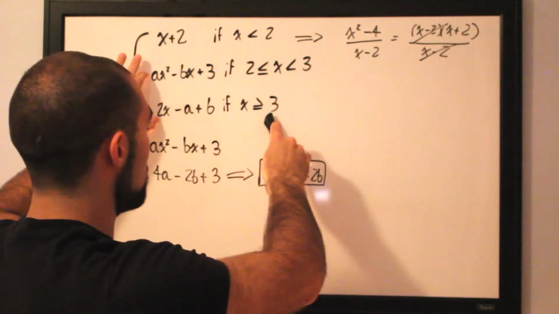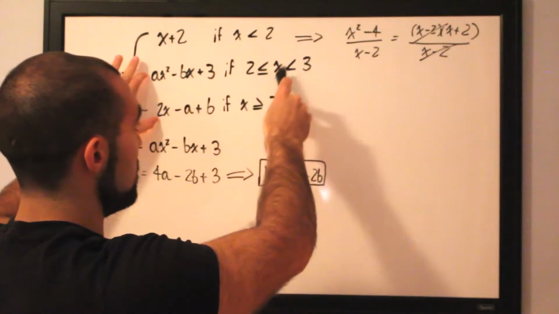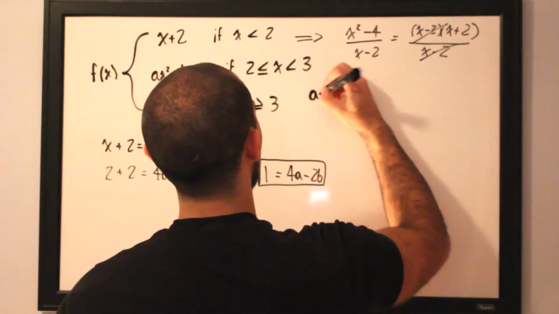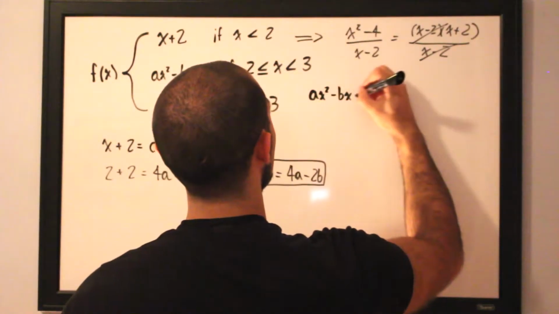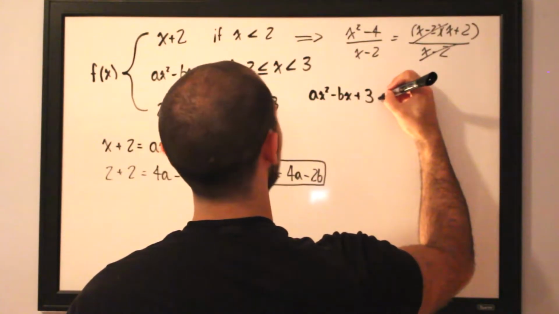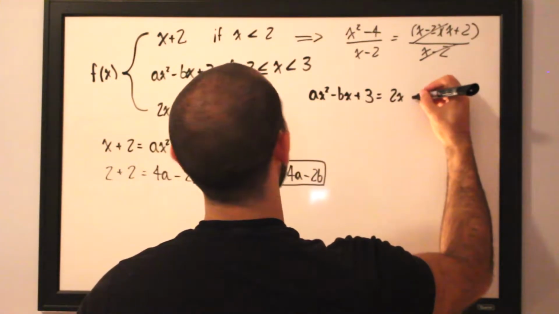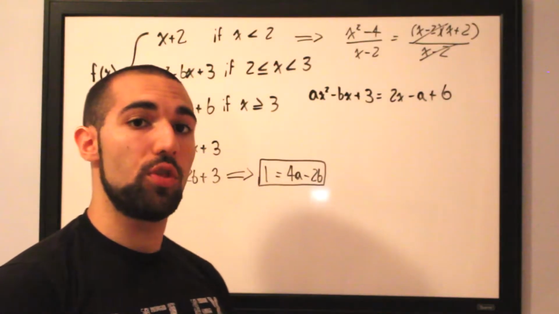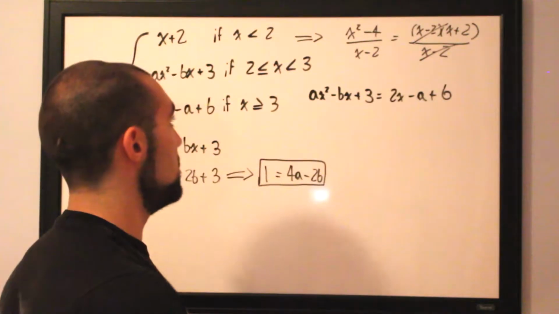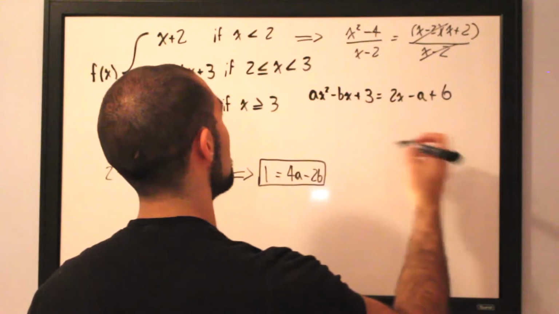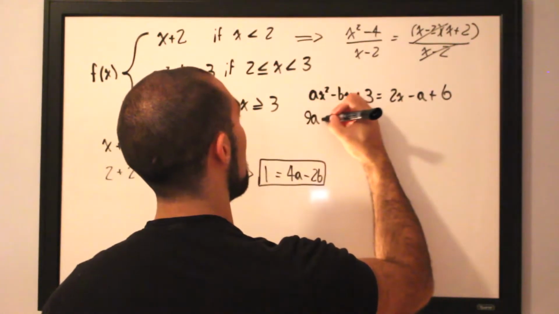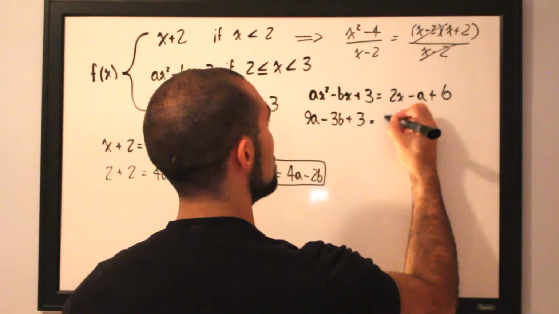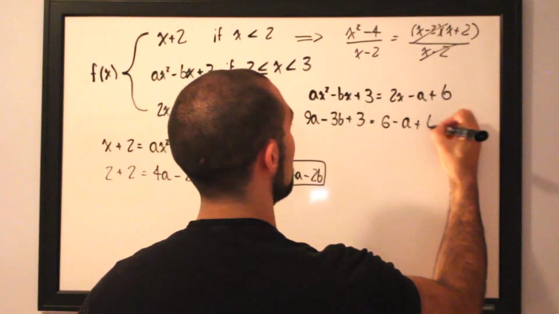It's going to be this function if x is greater than or equal to 3. It's going to be this function if x is less than 3. So we can set ax squared minus bx plus 3 equal to 2x minus a plus b. Now all we want to do is substitute 3 in for x wherever we see it. So if we were to substitute 3 in for x, we would have 9a minus 3b plus 3 is equal to 6 minus a plus b.